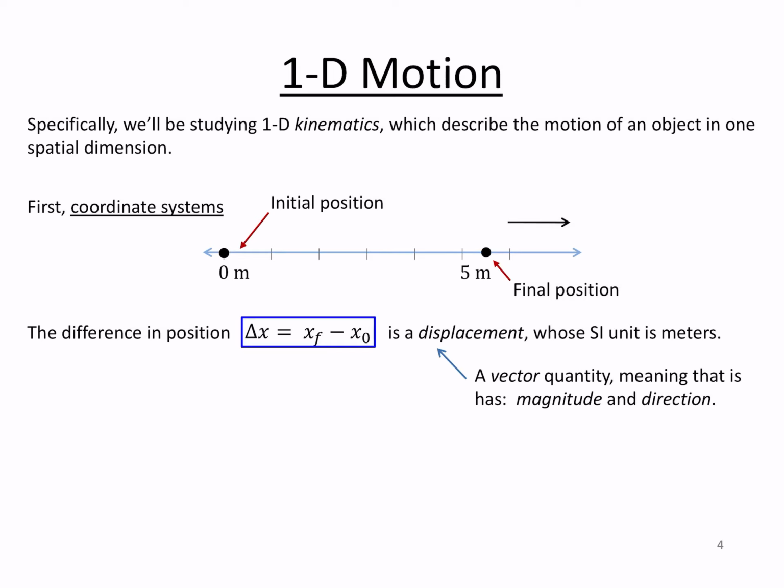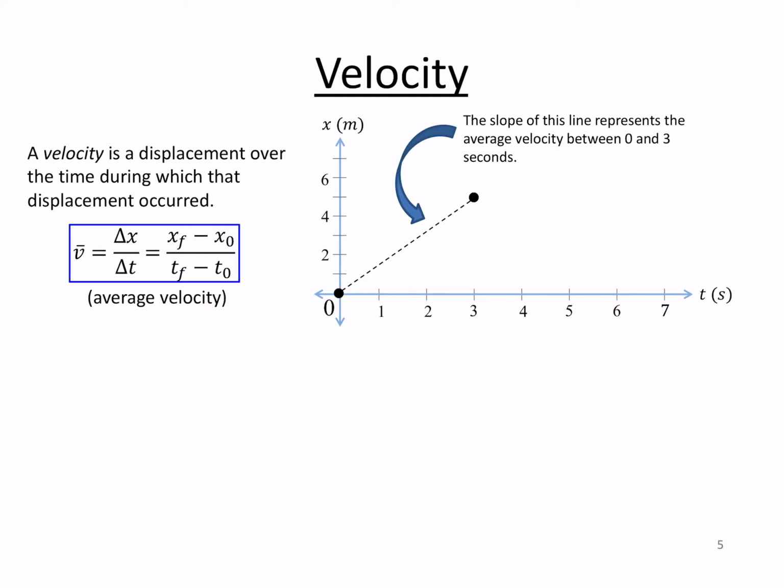Okay, so where we left off last time was with 1D motion and talking about very simple things, position and displacement, which is a difference or a change in position. What I'd like to talk about right now is velocity.